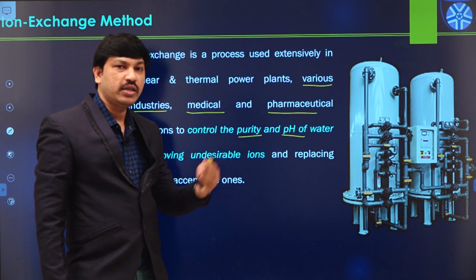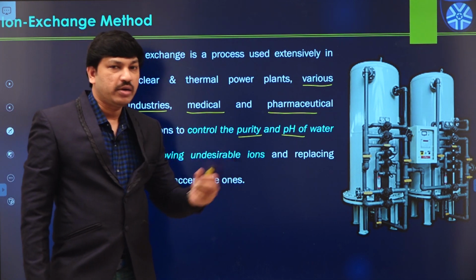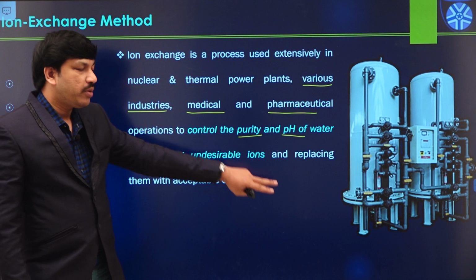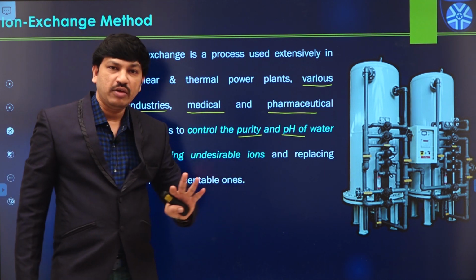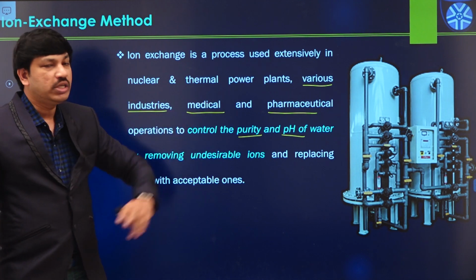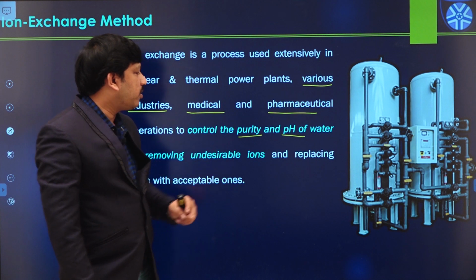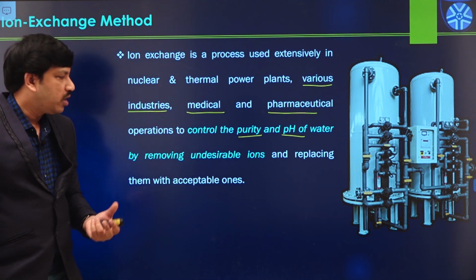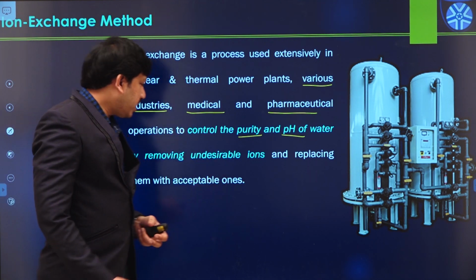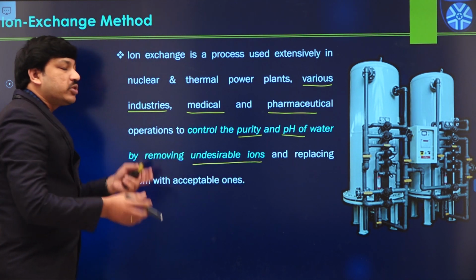Each industry needs a particular water sample with the desired pH value and desired purity. So in order to control the purity and the pH of the given or available water sample, hard water sample, we have to follow this ion exchange method. By following the ion exchange process, we can easily purify the water sample, and finally we will get the desired water sample by removing undesirable ions from it.